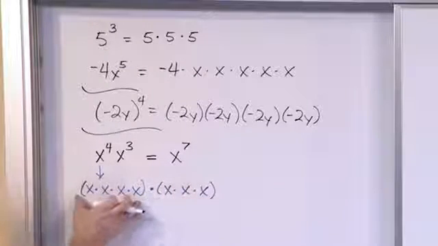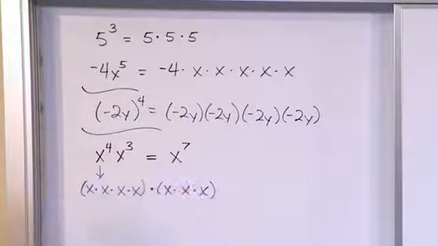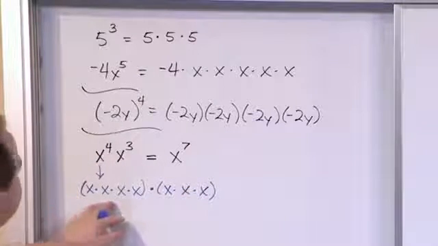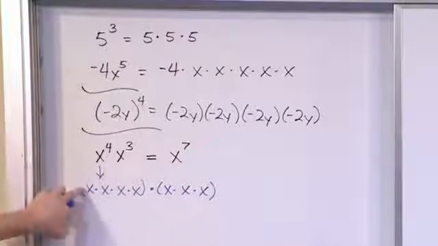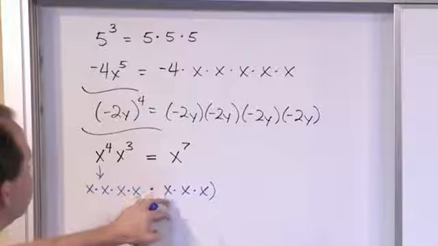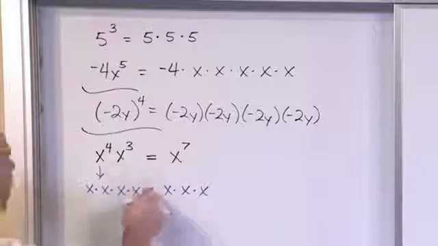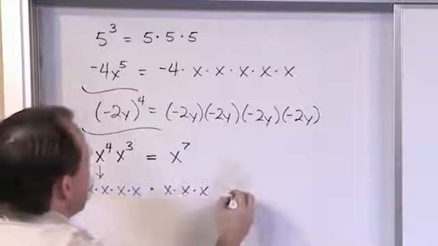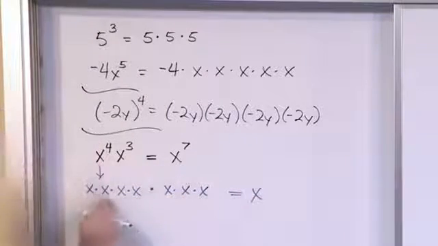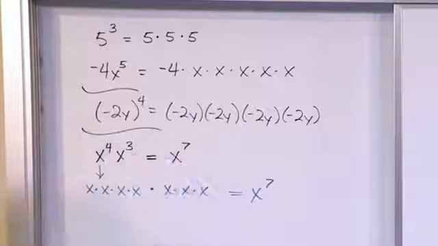So I put the parentheses here just to show you that this goes with this and this goes with this. But really you don't need parentheses here. Everything's multiplied together, so I could take them off if I wanted to. So what do I have here? I have x times x times x times x times x times x times x. So I have x multiplied by itself 1, 2, 3, 4, 5, 6, 7 times. And that is why we add the exponents together.